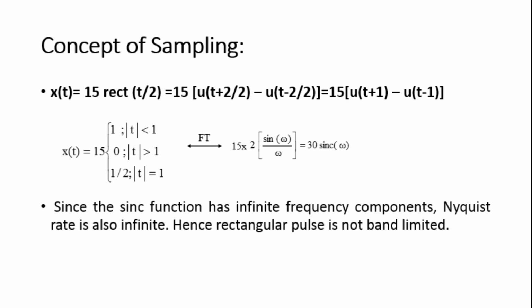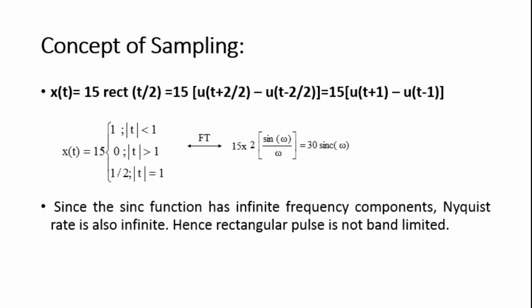Next problem, x of t is equal to 15 rectangle of t by 2, which is equal to 15 into u of t plus 2 by 2 minus u of t minus 2 by 2, which is equal to 15 into u of t plus 1 minus u of t minus 1. That is, x of t is equal to 1 when magnitude of t is less than 1, 0 when magnitude of t is greater than 1, and half when magnitude of t is equal to 1.